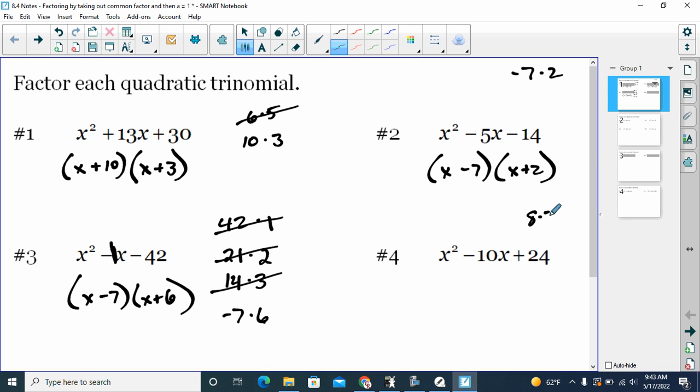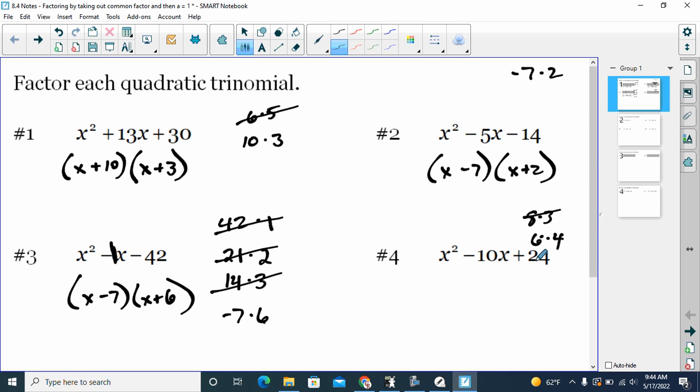Maybe you think about 8 times 3. Add them is 11. Subtract them is 5. Nope. Might take a couple guesses. We should eventually get down to 6 times 4. 6 plus 4 is 10. That's what I'm trying to get.